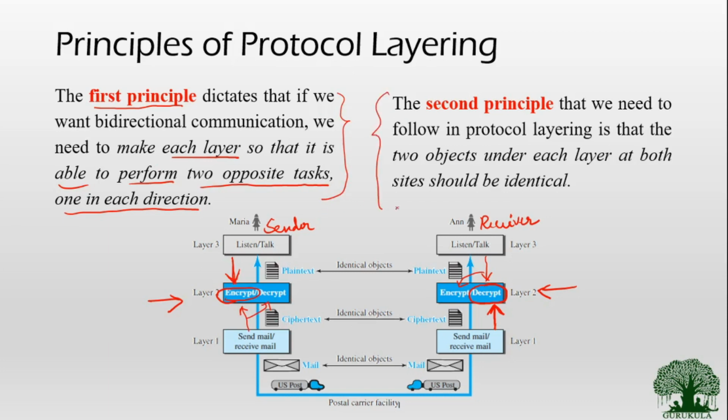Now getting to the second principle, it states that the two objects under each layer at both sides should be identical. So the layer that we have on the left-hand side should be identical to the layer that we have on the right-hand side. As you can see, layer 3 of the sender is listen and talk. Similarly, layer 3 on the receiver side is also listen and talk. The second layer at the sender side is encrypt and decrypt, and similarly the second layer at the receiver is encrypt and decrypt. Layer 1 at the sender side is send and receive email, and layer 1 at the receiver side is also send and receive email.